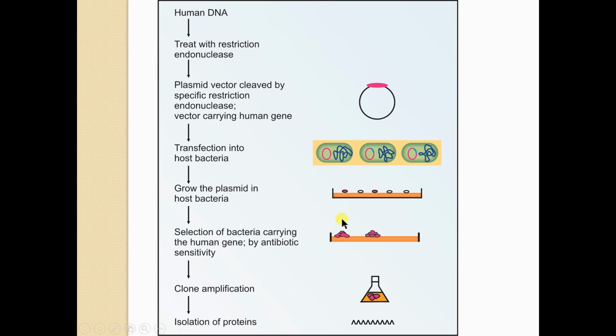Then after we have our clone, that is, our specific DNA of interest along with the plasmid has been found, it will be amplified into a larger number in suitable media. After that we isolate the protein from the expression of our DNA of interest. So with this procedure we can have a large number of proteins from one gene. This is called recombinant DNA technology, the techniques which produce the recombinant DNA.